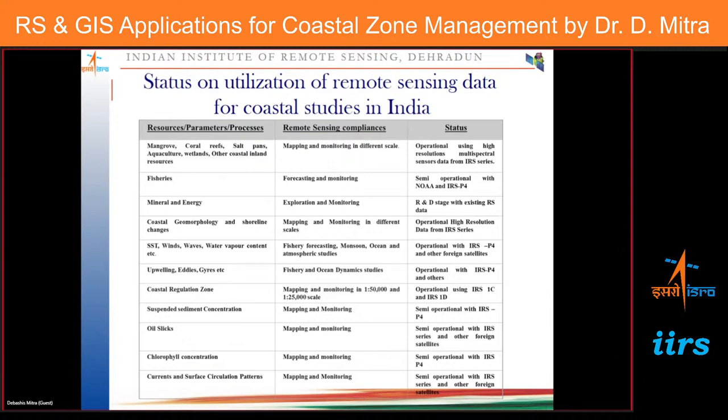So that forecasting and monitoring is possible using satellite data, which is semi-operational, because NOAA AVHRR will give you the sea surface temperature, skin temperature mainly, and the IRS P4 will give you the chlorophyll concentration. But for IRS P4 chlorophyll concentration, the algorithm is not robust, in the sense that the same algorithm cannot apply to various kinds of coastal scenarios. Case-specific algorithms need to be developed.